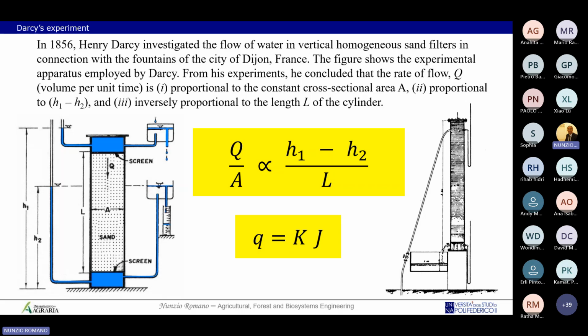For those of you who have some basics of hydraulics, or even of the Fourier equation for the flow of temperature in a metallic bar, the ratio between the rate of flow and the cross-sectional area is the specific flow q, and the ratio between the difference in water potential and the length of the column is the hydraulic gradient, that we usually denote with the symbol J. And he replaced the proportionality with an equality, introducing K, that is well known as the hydraulic conductivity of the sand material.